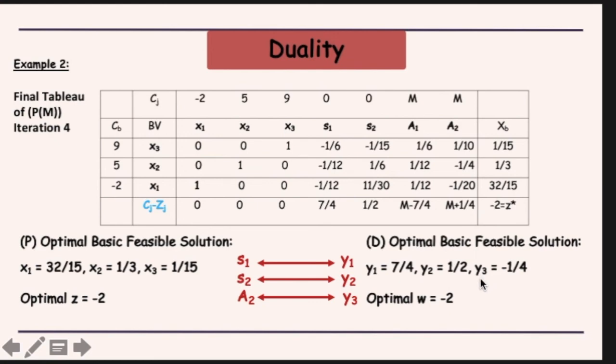So this is how we can get the values of the variables in the dual problem, and objective function value for the dual is the same as objective function value for the primal, which is -2. So that is how we can read the objective function value.